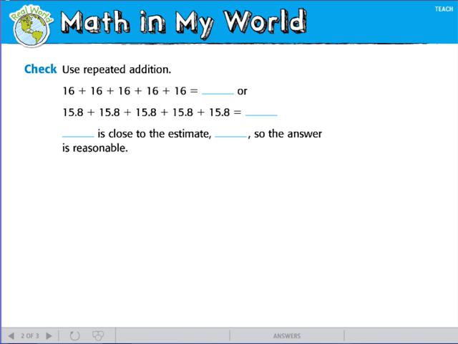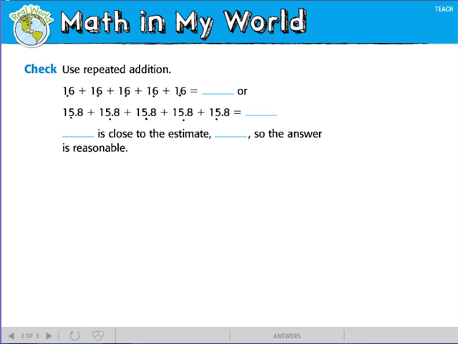Multiplication and repeated addition are the same thing. So we're going to use repeated addition because we know how to add decimals. We're going to use repeated addition to solve 15 and 8/10 times 5. So how many 15 and 8/10 are in our problem? 5 of them, because that's what it's multiplied by. So we're going to repeat the addition 5 times. We're going to do the same thing with 16 5 times, so we can compare our two answers.